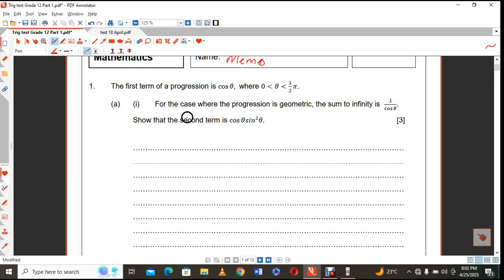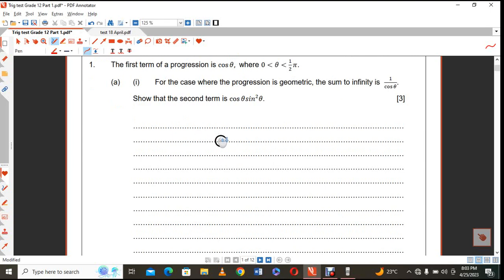Okay, and then they say in Roman 1 for the case where the progression is geometric, we need to find r. The sum to infinity is 1 over cos theta. So we have to show that the second term is equal to cos theta sin square theta.